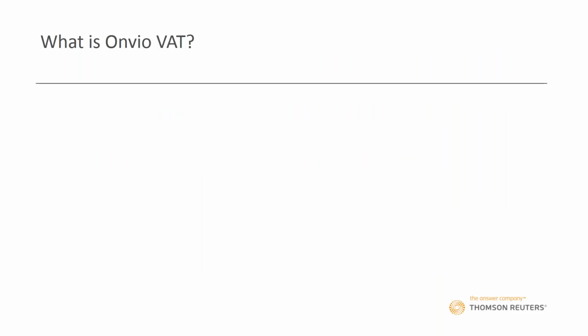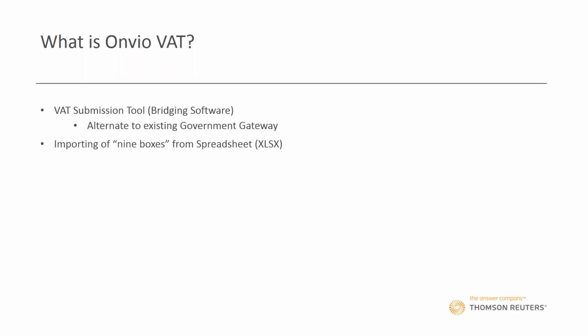This led to Onvio VAT. So what is Onvio VAT? It is a submission tool. It's not a calculator. So it's the type of software HMRC referred to as bridging software. It allows importing from Excel and is an alternative to the existing government gateway. So it imports the 9 boxes from an Excel spreadsheet, XLSX.